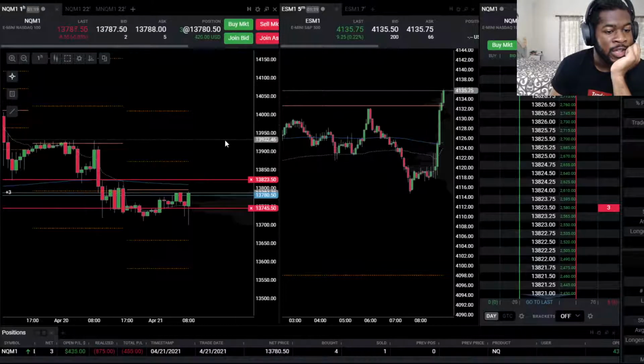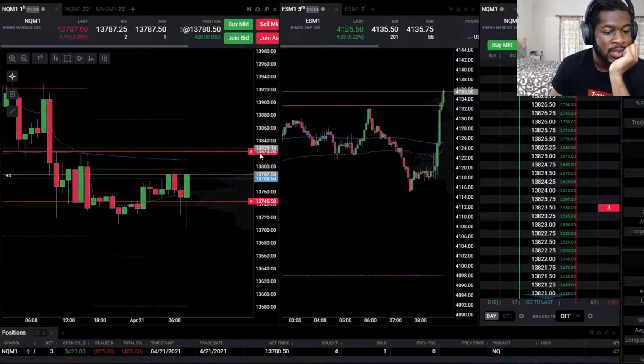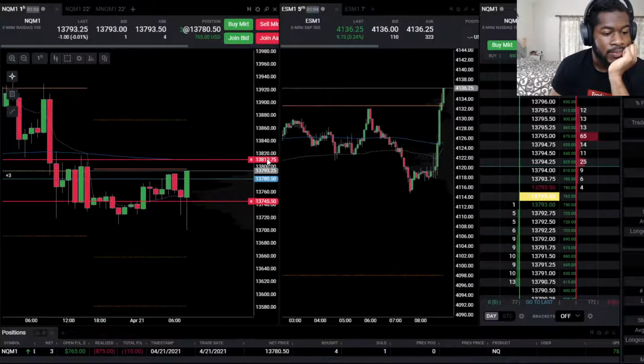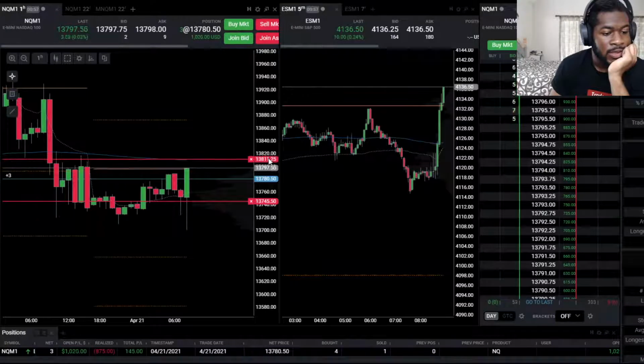Looking at the hour chart, I would say if there's anything it could reach, it would probably be there. Should be able to reach that. I don't see why it couldn't.